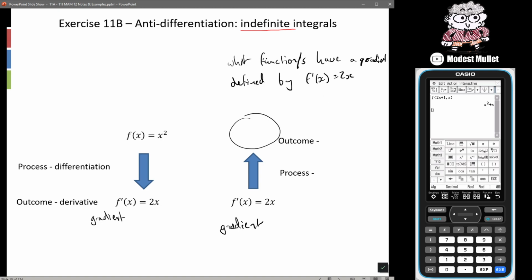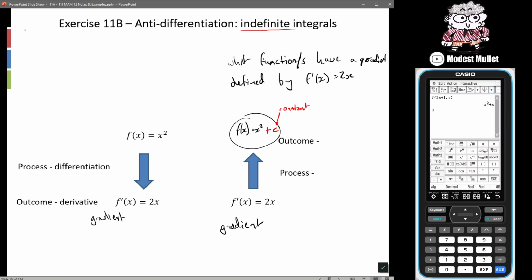And as you can see here, I've written the word functions, with the s. Because, yes, f of x equals x squared has a derivative of 2x. But it turns out that any function that is x squared plus any constant, and this plus c will become really, really important, any function that looks like x squared plus c, where c is some constant, will have a derivative that is 2x.